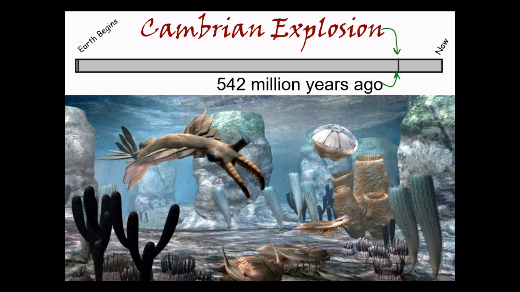There was a major change from slow, simple changes in the forms of life to rapid, complex changes. Since this was a major change, we divide Earth's history into two sections, before and after the Cambrian explosion. The part before the Cambrian explosion we call the Pre-Cambrian.